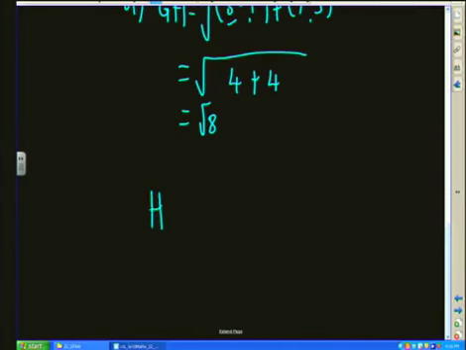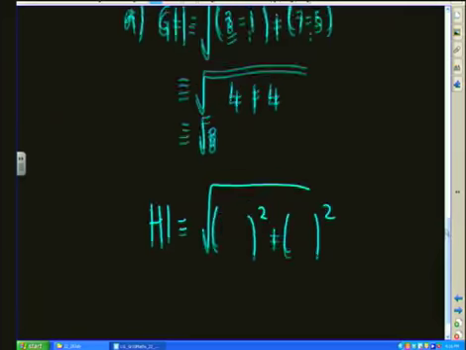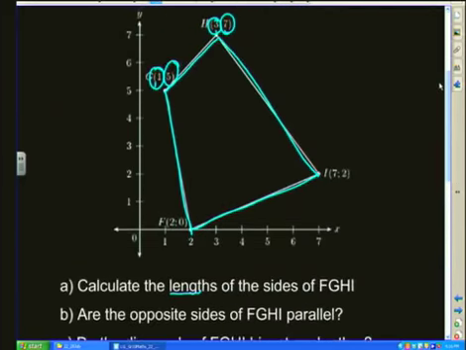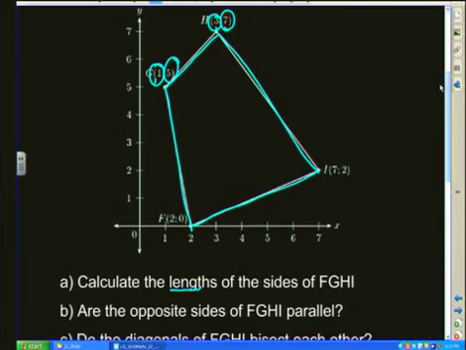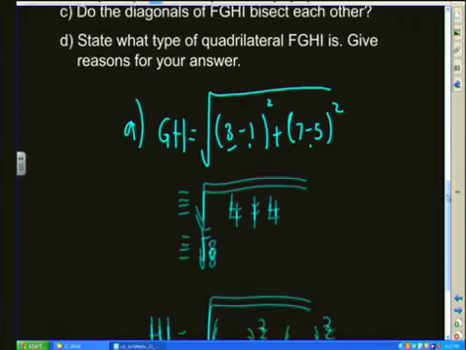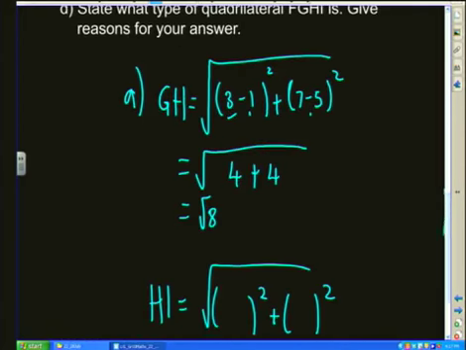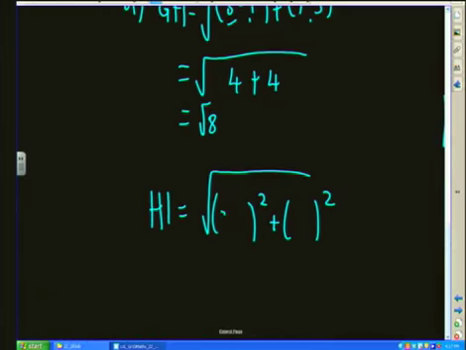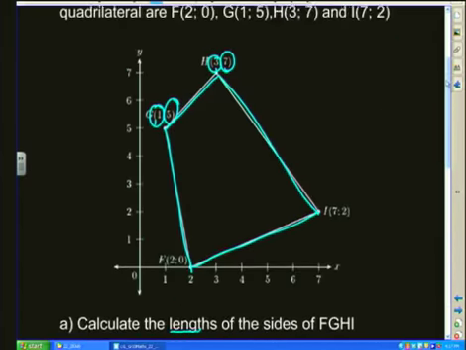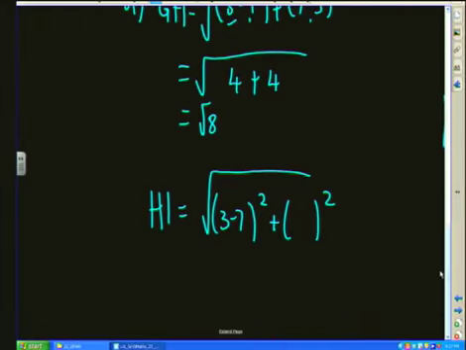So that's going to be equal to, and I'm just going to write it straight into the formula now without going through the whole step of x-coordinate at H minus x-coordinate at I. So here we're going to get 3 minus 7 squared plus 7 minus 2 squared.